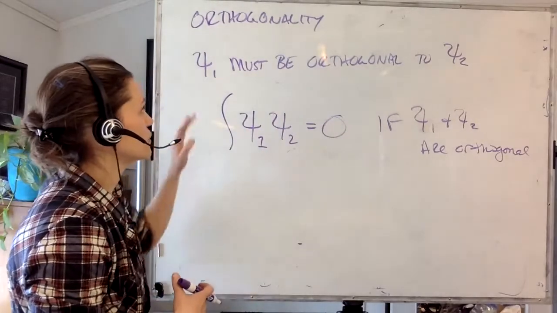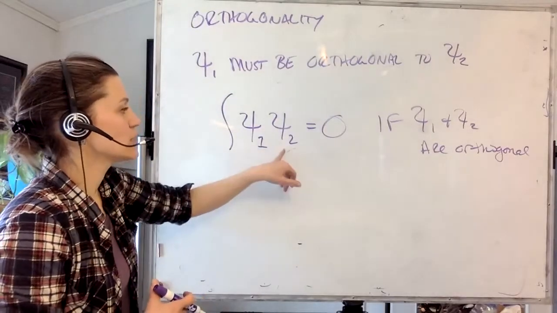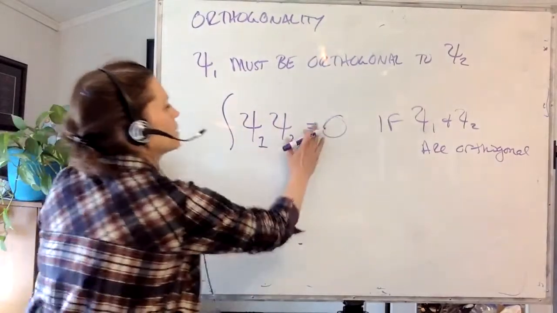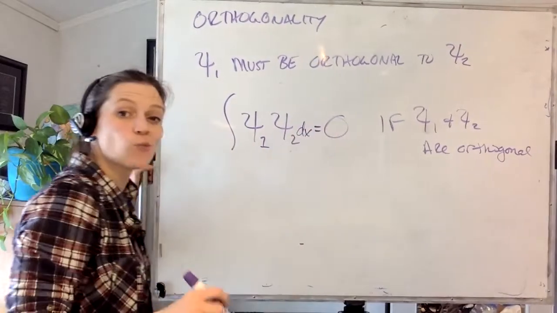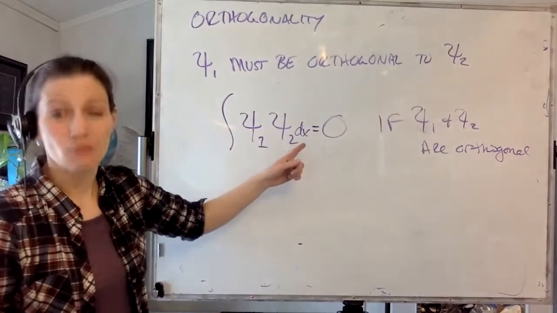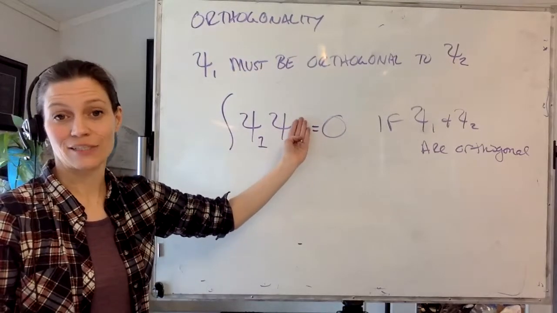So psi 1 must be orthogonal to psi 2, such that the integral of psi 1 times psi 2 dx equals 0. On many of your homeworks, y'all are going to forget this dx, and I'm going to get all mad, because this is true. If you forget the dx, that makes no sense. You need to have the dx.